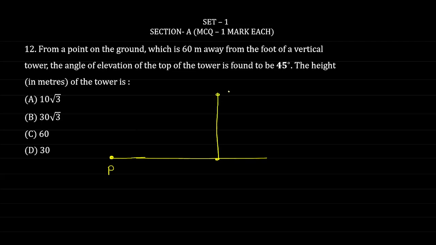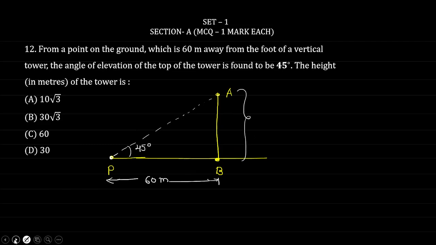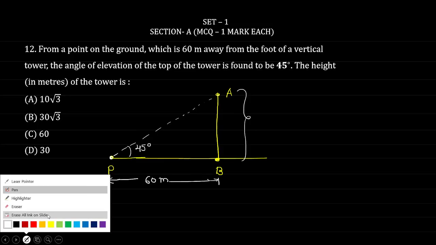This is the vertical tower. Let's suppose the name is A, B. So from the foot of this tower, the point is 60 meters away. So this is 60 meters away. That means the BC distance is 60 meters. The angle of elevation of the top of the tower. So the point is on the ground, so definitely this will be the angle of elevation, right? And it is 45 degrees. That's it. This is our diagram. We have to find the value of AB, which is the height of the tower. So this is how you draw the diagram.